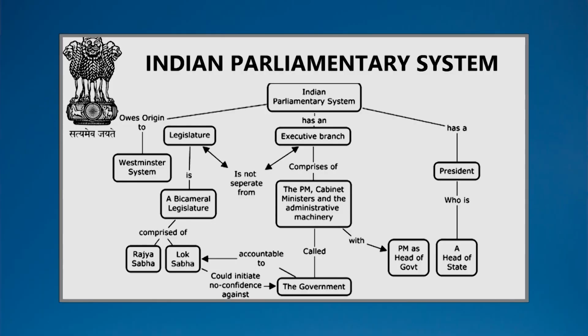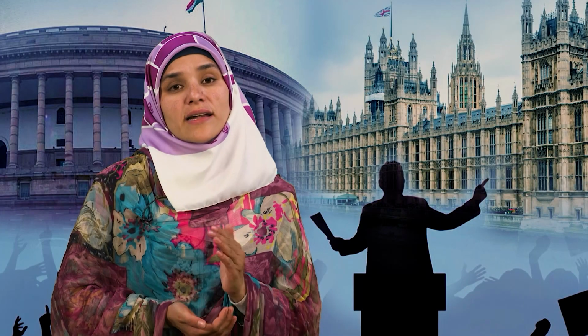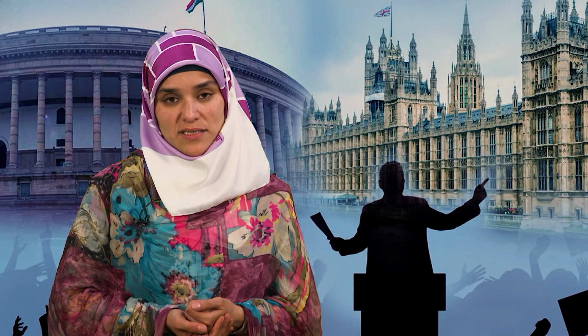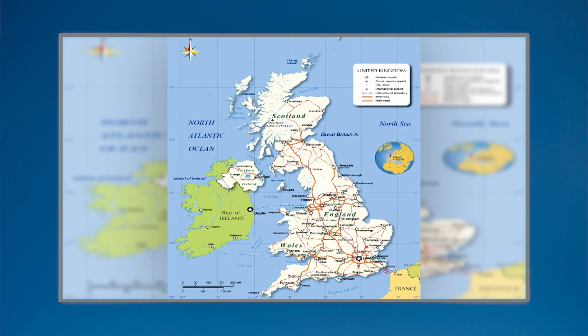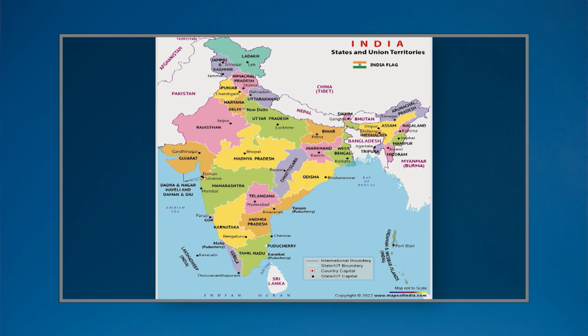India is a sovereign, socialist, secular, democratic, and republican nation that uses the Westminster style of administration, sometimes referred to as responsible government or cabinet government. There are many countries that use this type of government, including Britain, Japan, Canada, and, as you know, India.